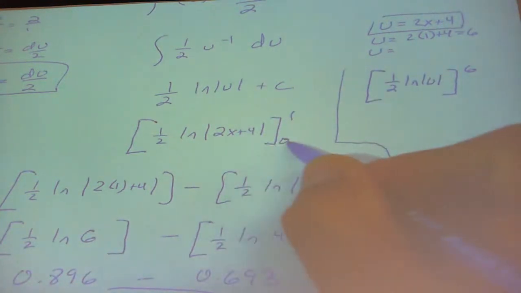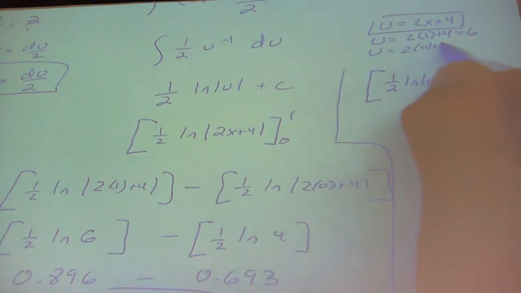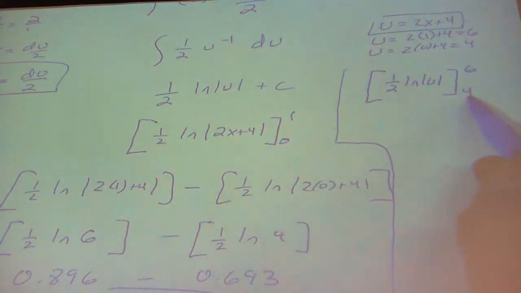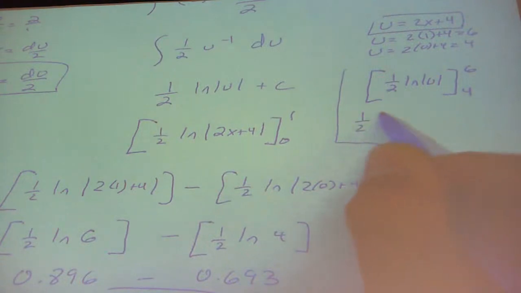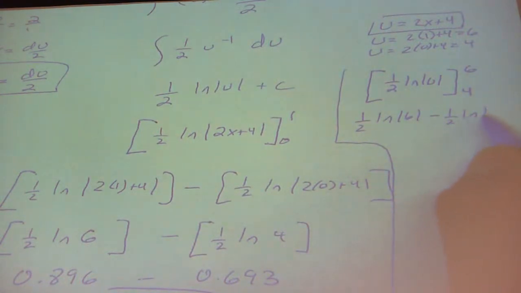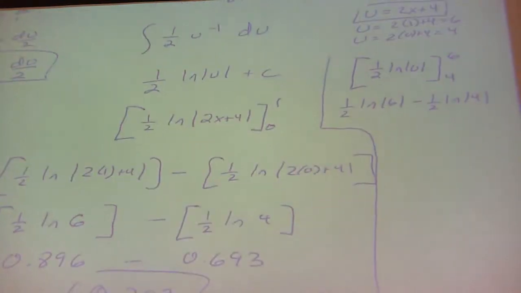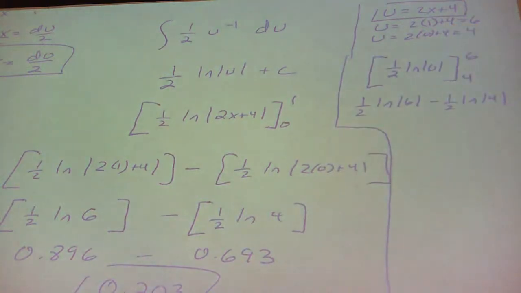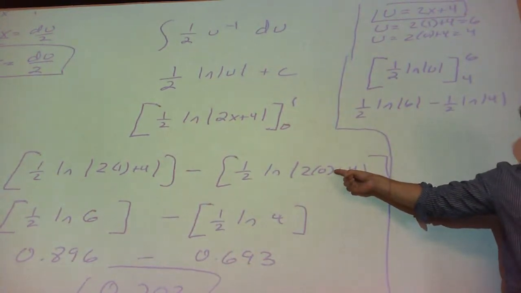And if I put the 0 in for x, 2 times 0 is 0. 0 plus 4 is 4. In terms of x, it's 0, but in terms of u, it's 4. I could leave it in terms of u and get the same answer. And you're like saying, wow, that's extra work. But to be honest, you're doing the work anyways.